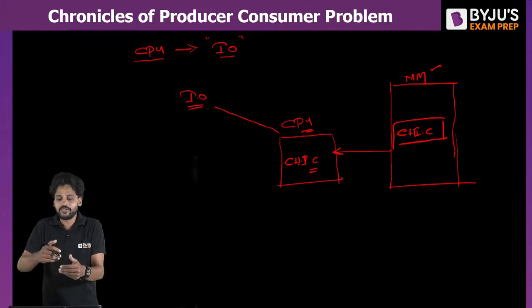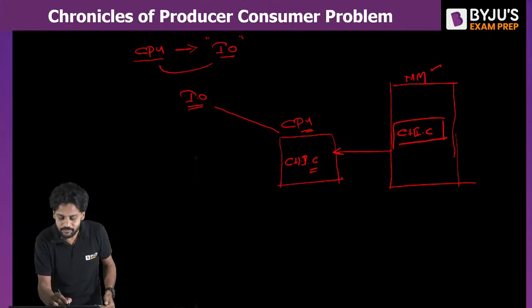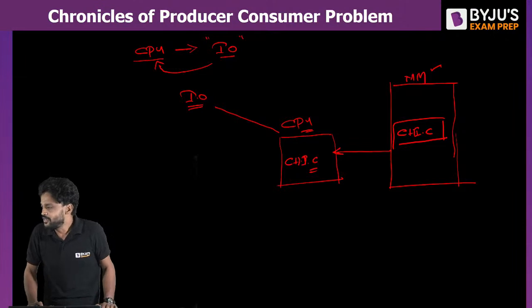Once the IO operation has finished, the same program will come back to the CPU. Then it will go to one more IO operation, come back to the CPU, go to an IO operation, come back to the CPU. This is the total life cycle of a program.